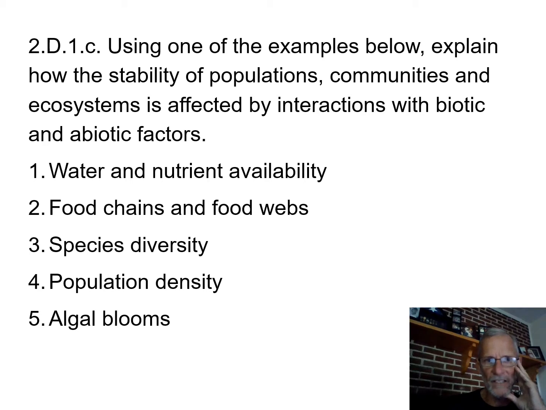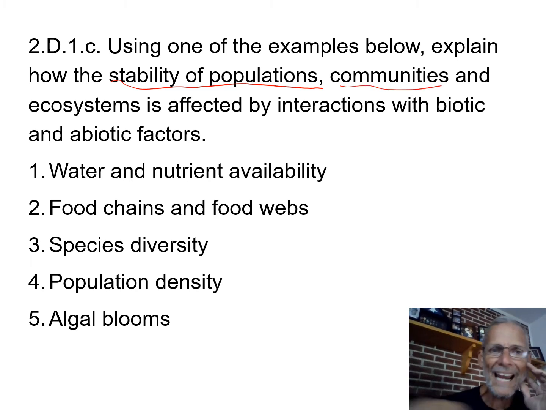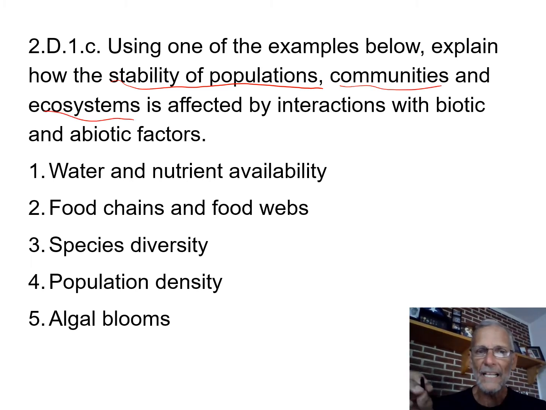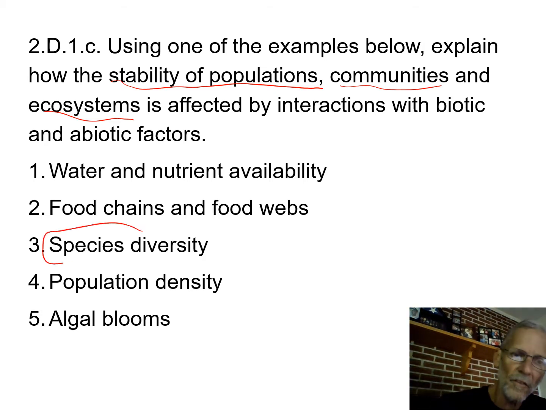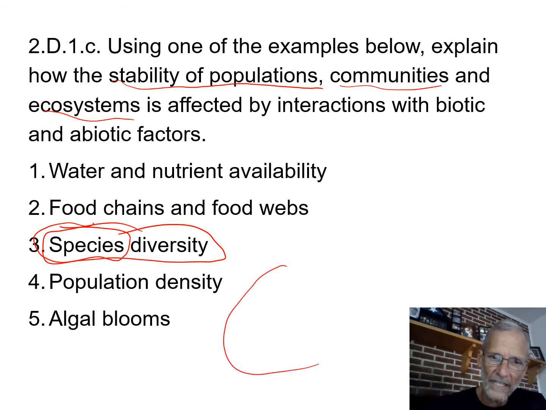So, using one of these examples, we'll explain how the stability of populations, communities, and ecosystems, that's 3 different levels, is affected by interactions with abiotic and biotic factors. We are going to focus a lot on this one, and that diversity is good. There's different kinds of diversity. We're going to break this down later, so just right now, species diversity means, in your community, in your ecosystem, how many species do you have in your community? The more the better. The more diversity, the better. Okay. So we'll get to all these things and we'll work them in.